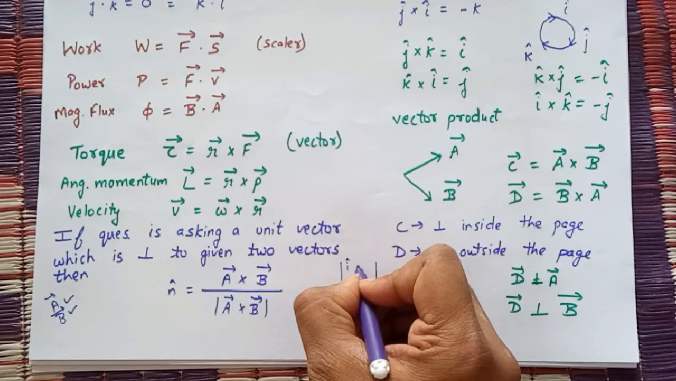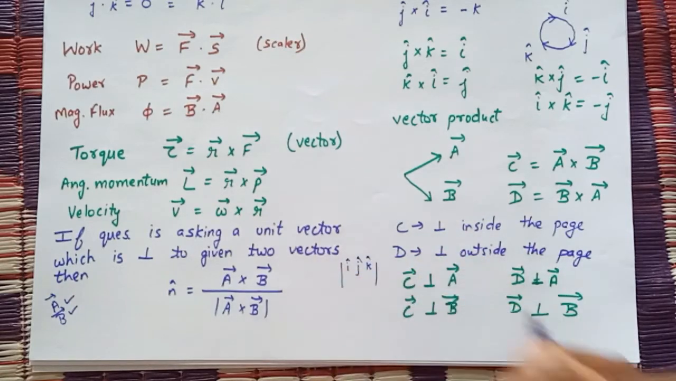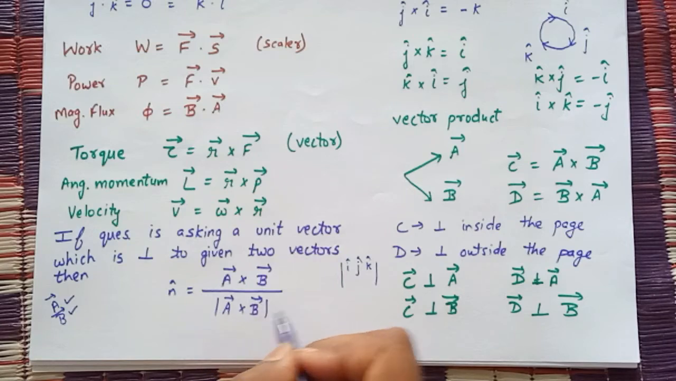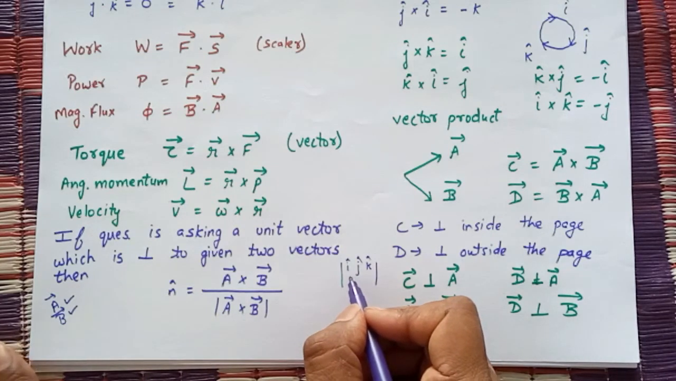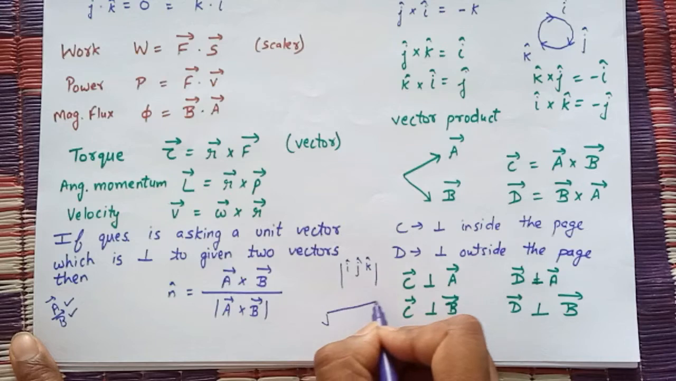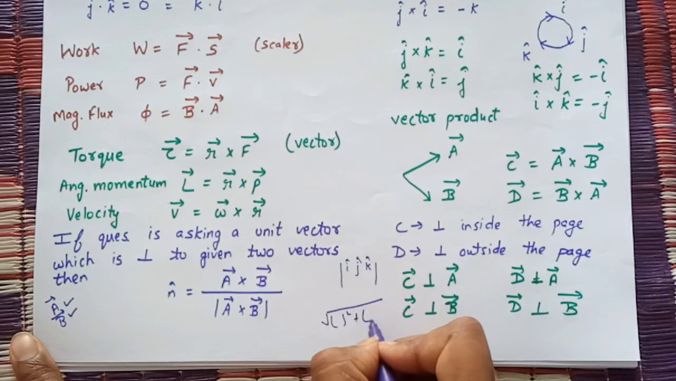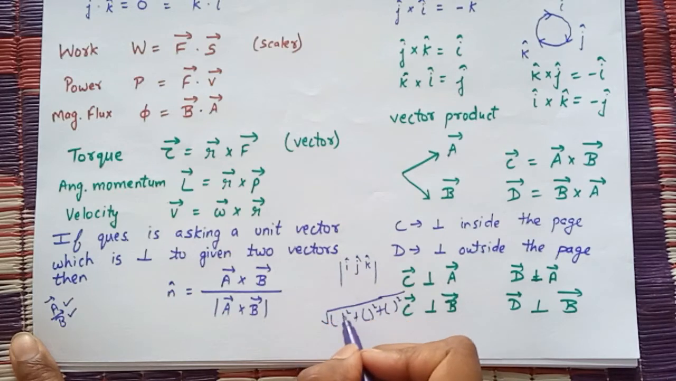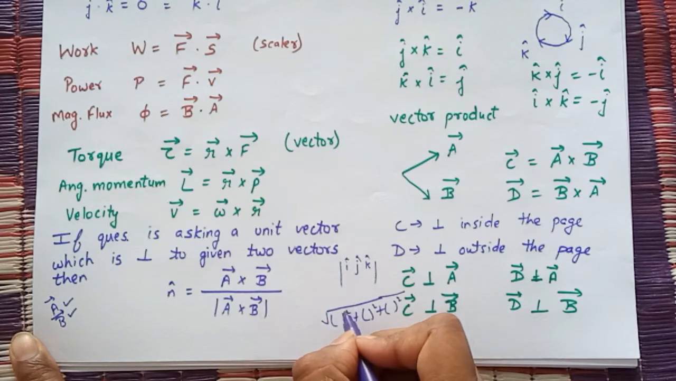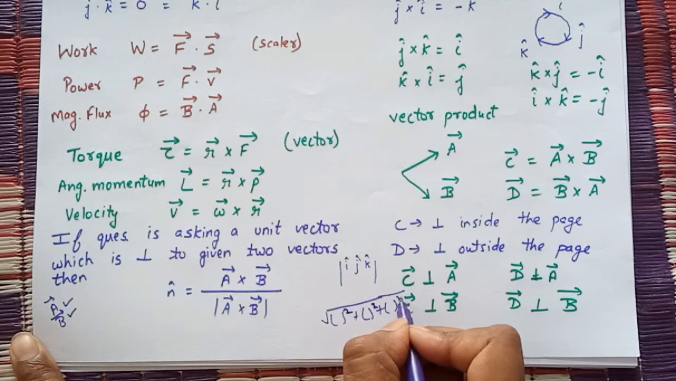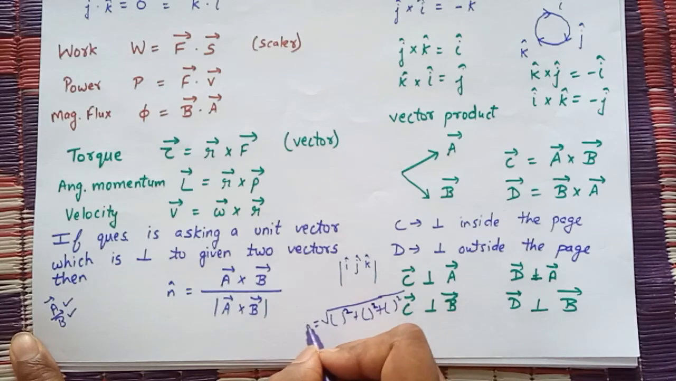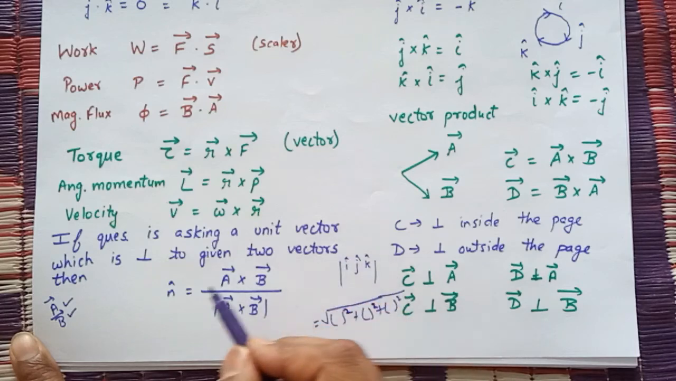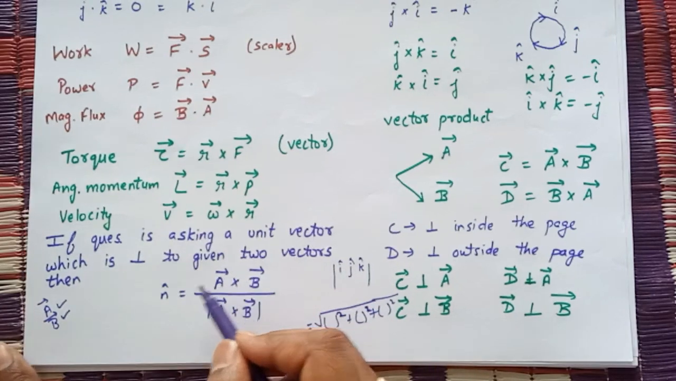That one is I cap, J cap, K cap, which I have discussed earlier. And how will we find the modulus of A cross B? Suppose we get the answer of this, then we will use the modulus formula, that is first number's square plus second number's square plus third number's square, and taking the square root. This one is the formula for the modulus, and for this one we will use the determinant method. We will divide both of them and we will get the answer.